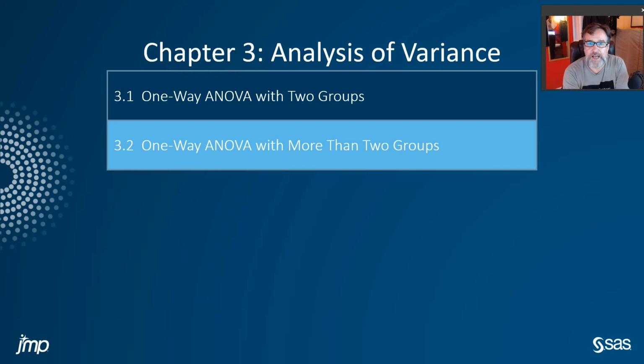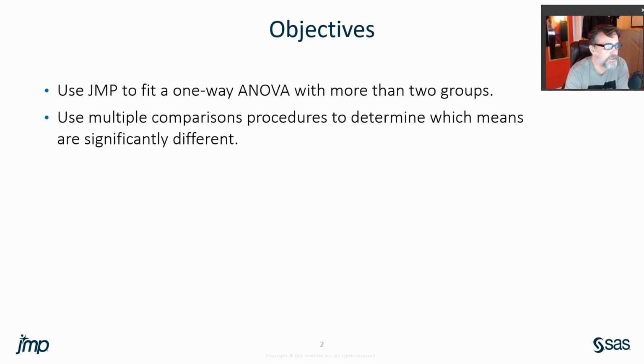Right, we're going to look at ANOVA with more than two groups now. Okay, so let us move on. As opposed to just two groups, where we can use a t-test or ANOVA, with more than two groups, three groups as we're going to use, we have to use the ANOVA model.